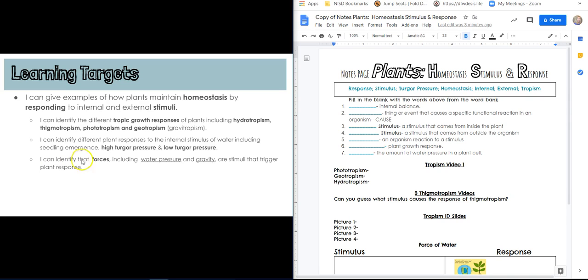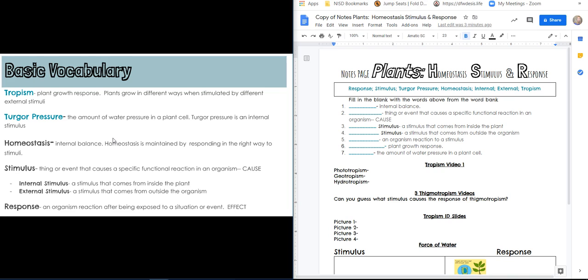So we're looking at these different tropisms: turgor pressure, which is water pressure, which is a force, and also that the force of gravity has the response of geotropism. So here we have tropism and turgor pressure as our new vocab words. Homeostasis, stimulus, and response are old vocab. You're going to take that information and fill it in at the correct spot here. So here's your word bank, also here's your word bank, and then this is where you're going to fill it in. I'm going to read the tropism and turgor pressure for you.